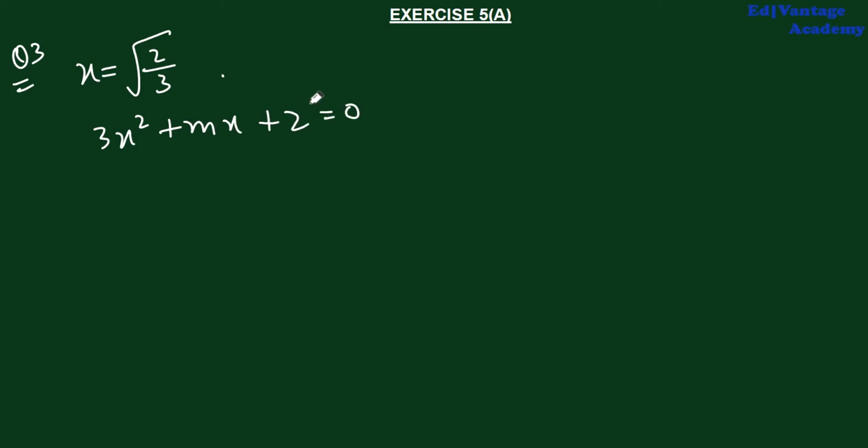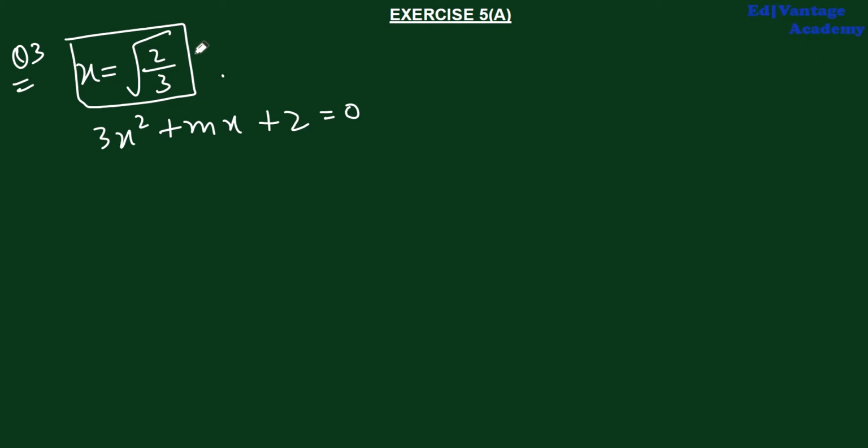Next question, question number 3. Question number 3 is asking if root 2 by 3 is a solution. So that means they are not asking us whether x is equal to root 2 by 3 for a given equation. What is the given equation? The given equation is 3x square plus mx plus 2 is equal to 0. They are saying this is a solution. So this time we don't have to check. It is already a solution.